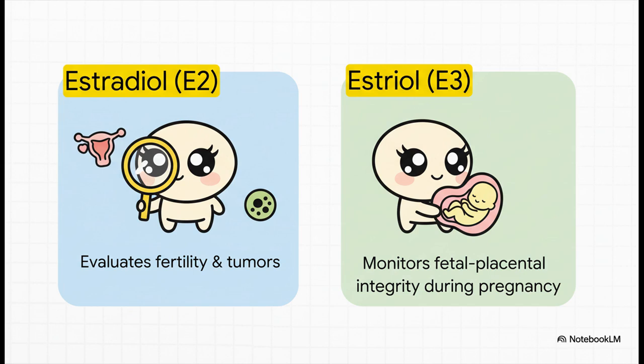Beyond HCG, urine is also a fantastic window into a person's estrogen levels. But it's really important to know which estrogen we're talking about. We measure estradiol, or E2, when we're looking at things like fertility issues or possible estrogen-producing tumors. But once someone's pregnant, our focus shifts completely to estriol, or E3. E3 gives us vital information about the health and integrity of that fetal placental unit.